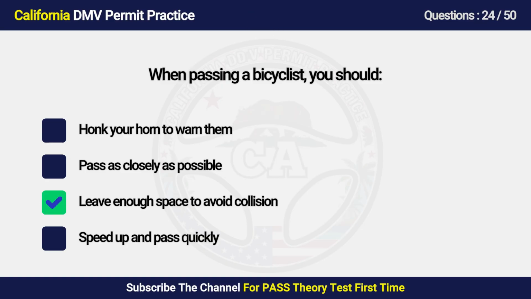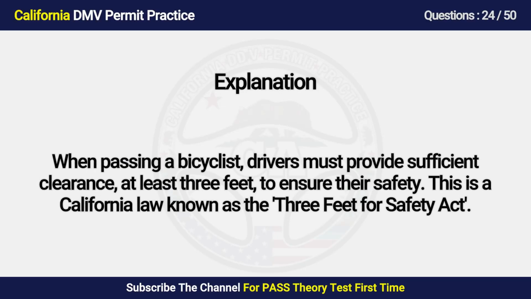Answer is C. Leave enough space to avoid collision. When passing a bicyclist, drivers must provide sufficient clearance, at least 3 feet, to ensure their safety. This is a California law known as the 3 Feet for Safety Act.